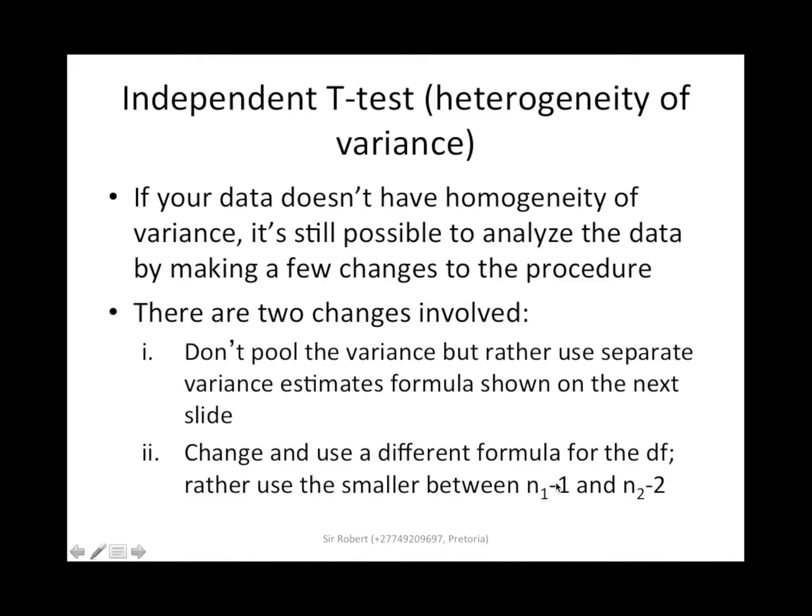smaller between. So now let's say you have two different sample sizes. Let's say sample 1 is 10 and sample 2 is, let's say, 15. It means what you do is this one minus 1, you get 9, and this one minus 1, you get 14. So you use the smaller one, 9. That's what they mean.